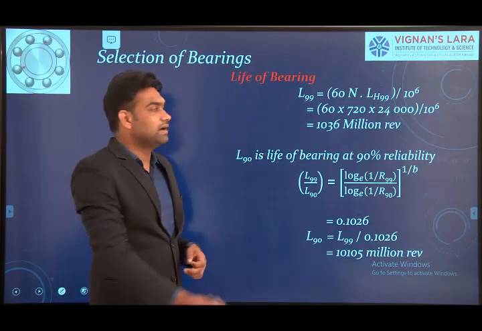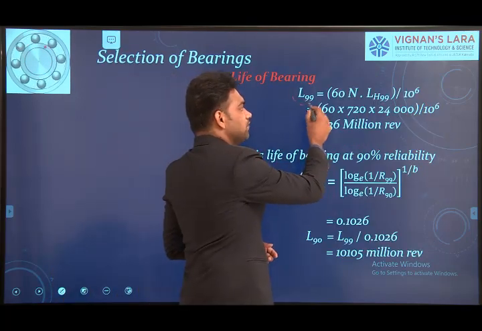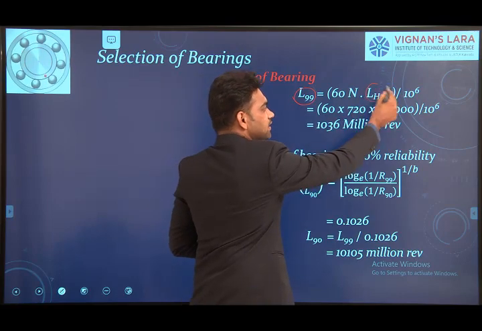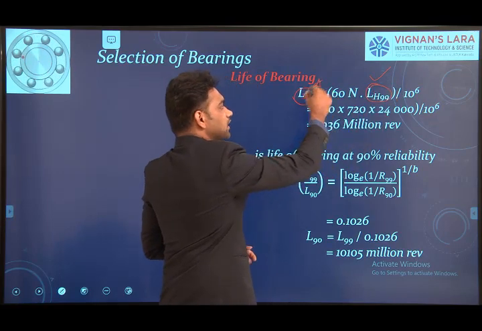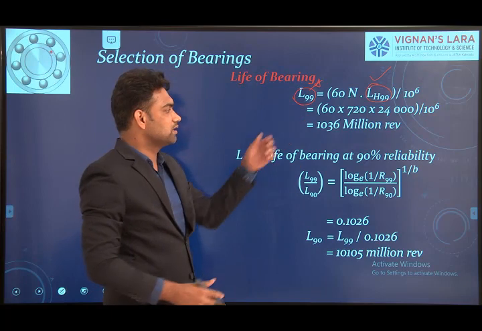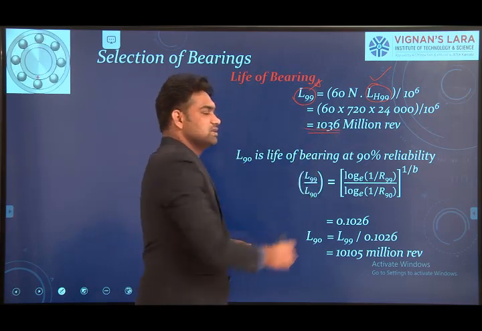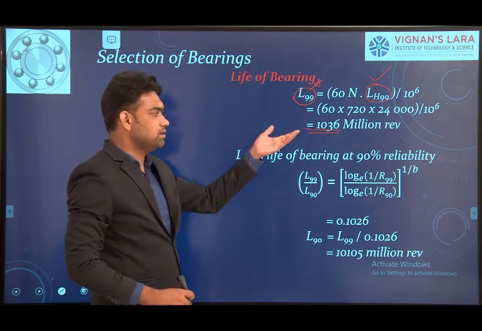Here the life at 99 is given in hours, so we need to convert it. LH99 is given, so we need to calculate the life at 99 in million revolutions. We can calculate using the relation 60 N LH by 10 power 6, so we get it in million revolutions.